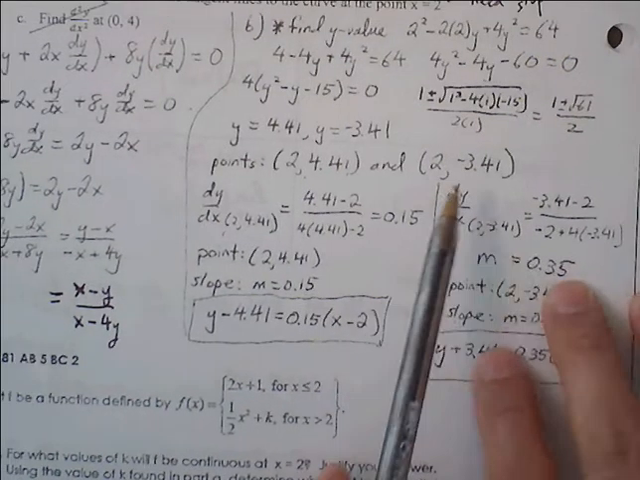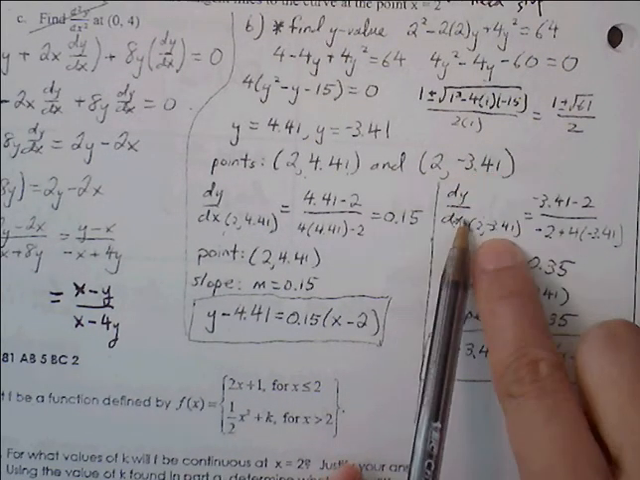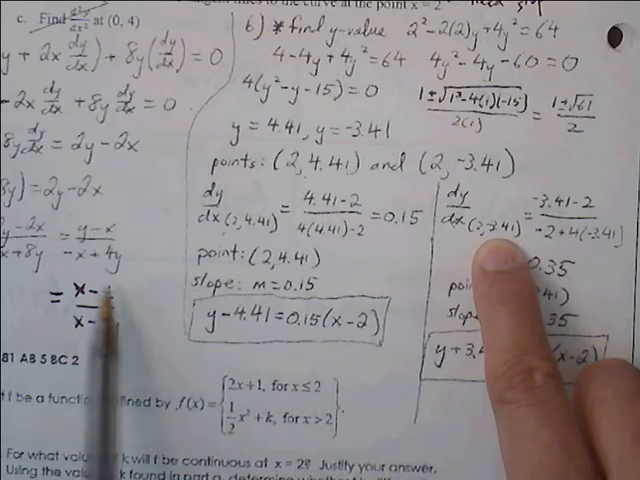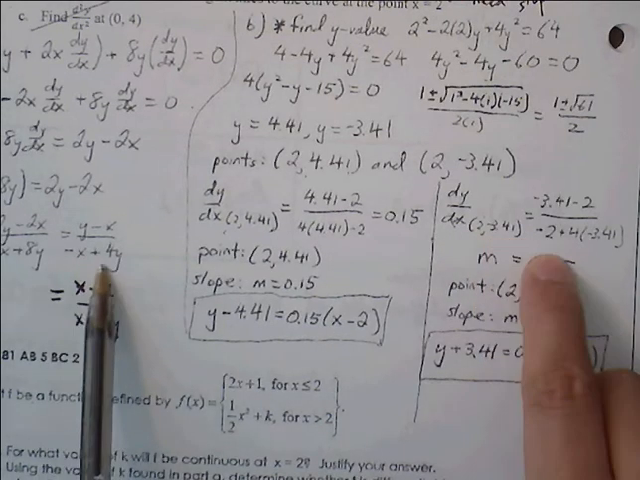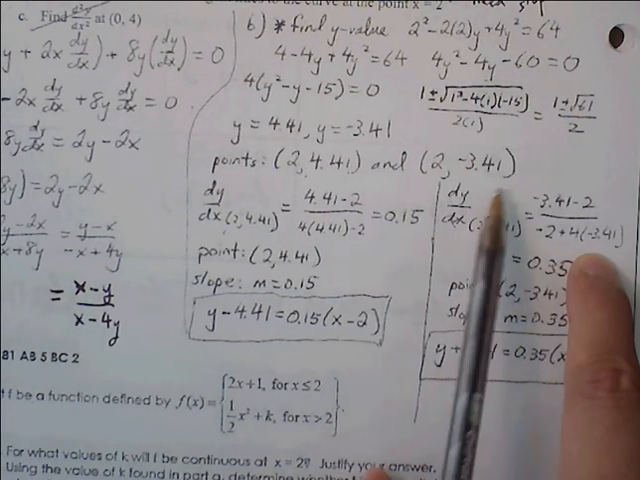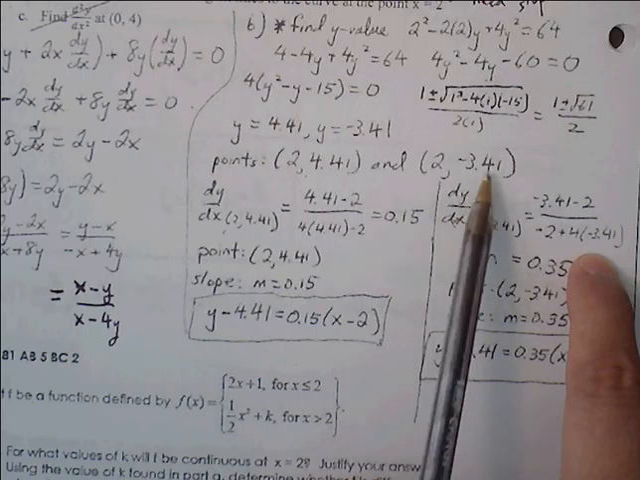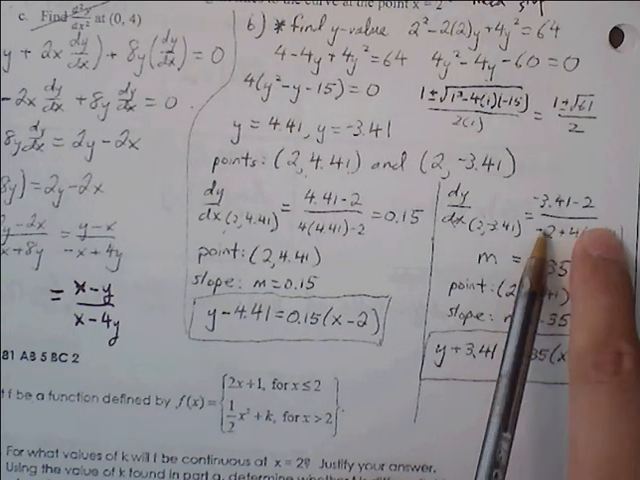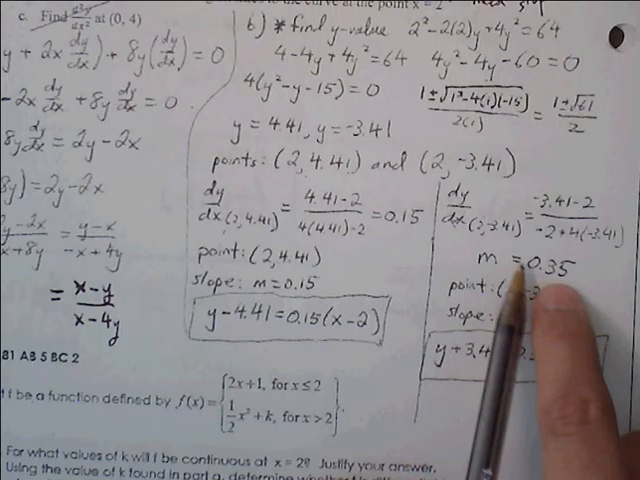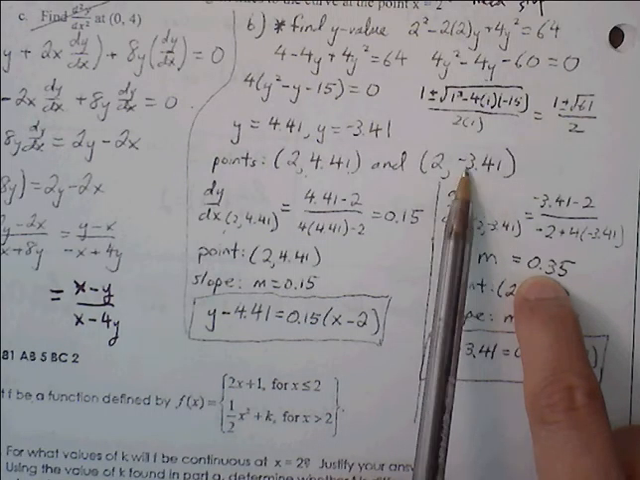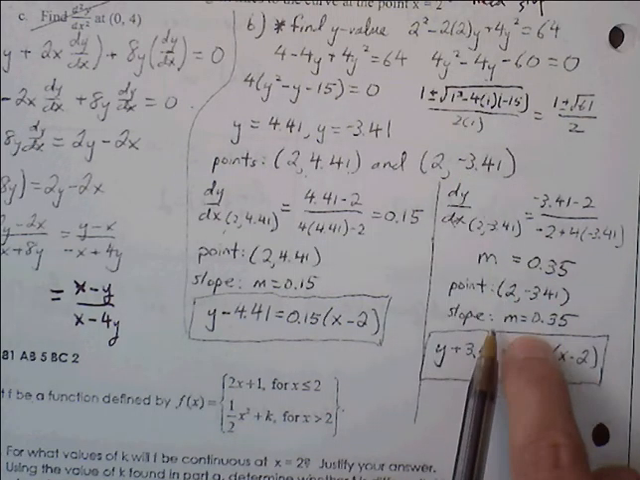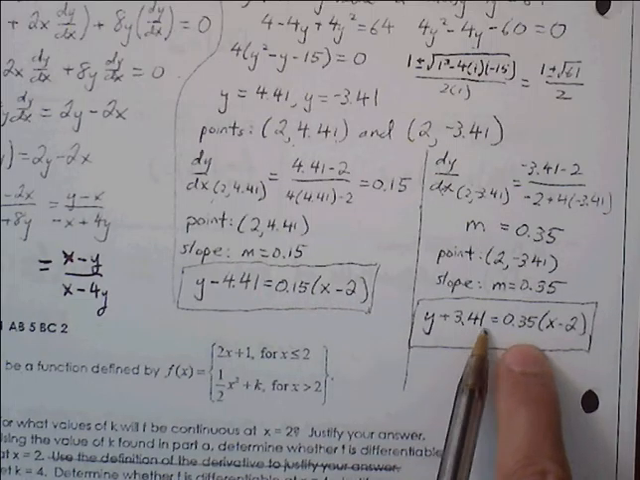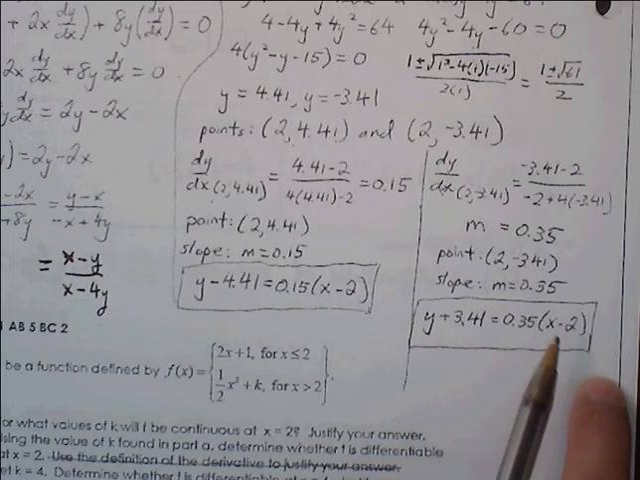Same thing for the second ordered pair. We can plug into the derivative equation, y minus x over negative x plus 4y. Replace every x with 2 and every y with negative 3.41, and we clean this up. We get 0.35. So now we have our slope and our ordered pair, and we plug into point slope: y minus y sub 1 equals m times x minus x sub 1.